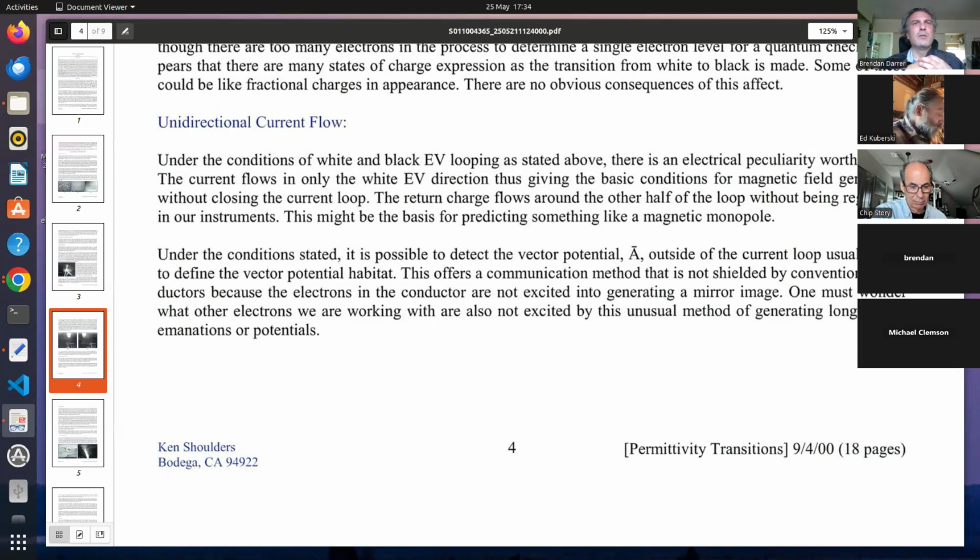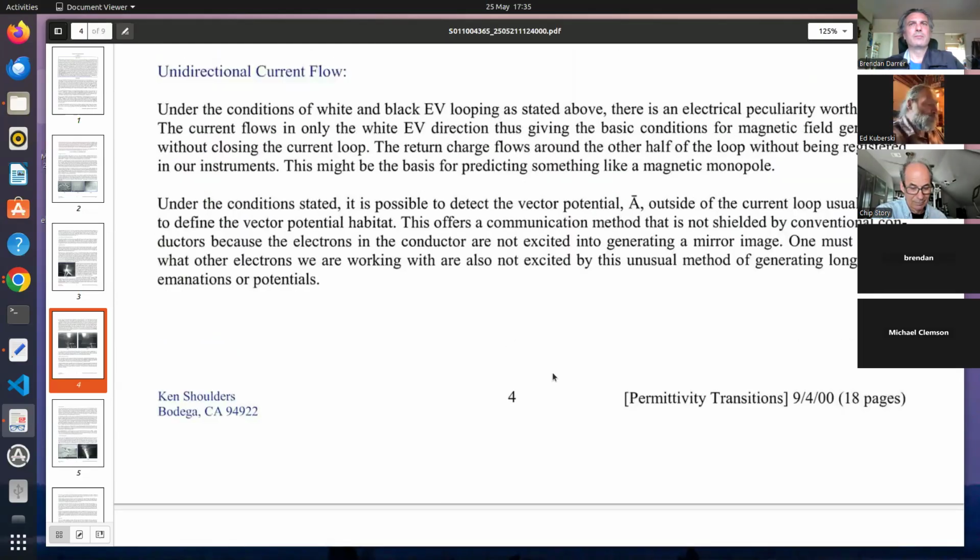The current flows in only the one direction, thus giving the basic conditions for magnetic field generation without closing the current loop. The return charge flows around the other half of the loop without being registered in our instruments. This might be the basis for predicting something like a magnetic monopole. And again, bingo, that is almost the most important thing right there, because that's what it truly is.